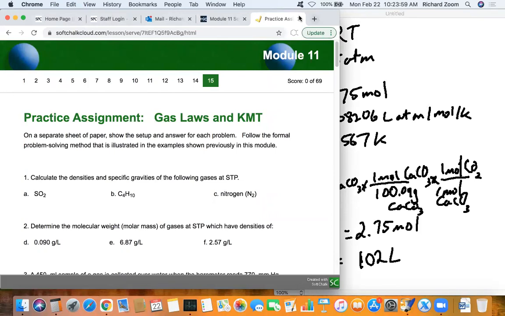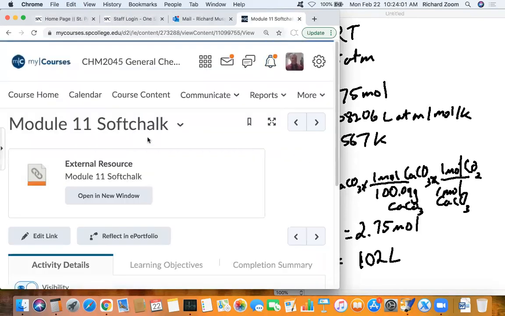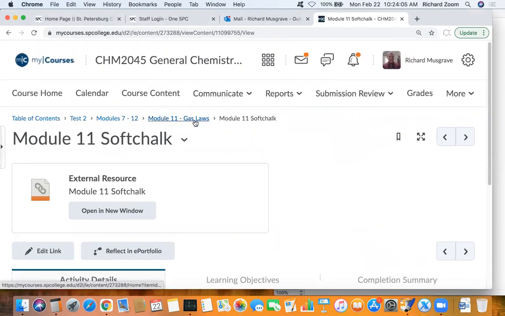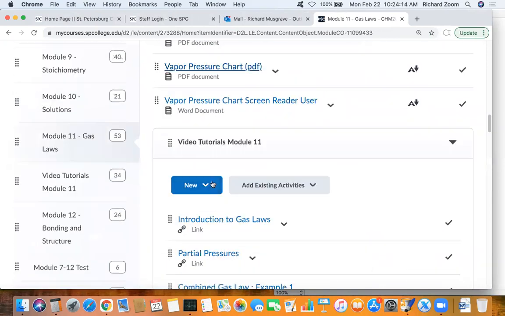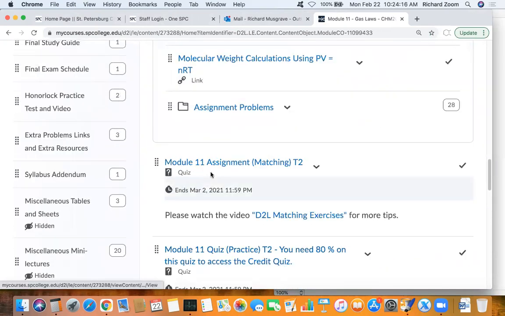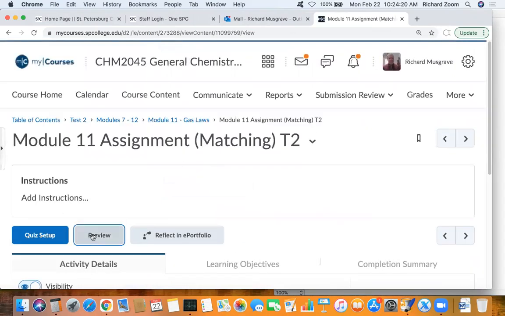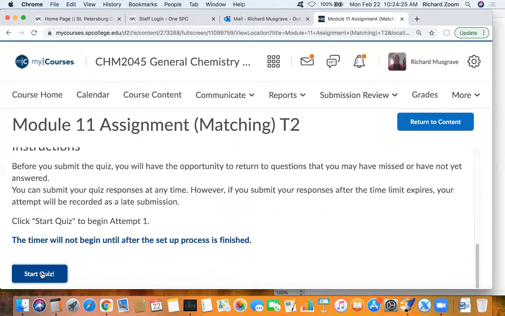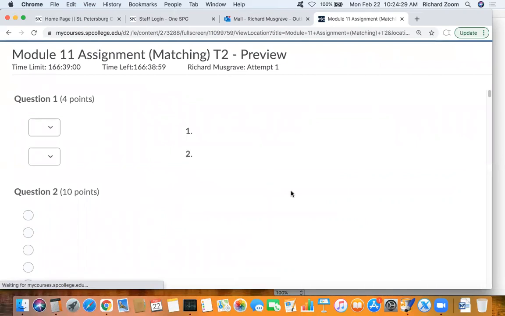All right, so let's look at what you're going to see in the homework here. There's the Module 11 assignment. And we've been through enough of these now to know the drill on what you have to do when you face these matching problems.